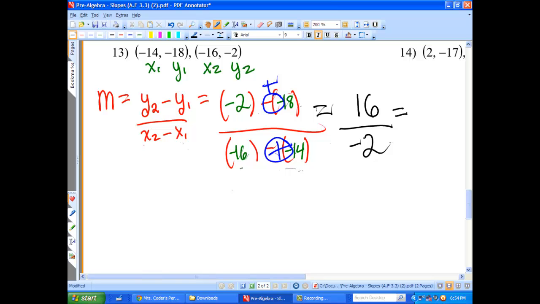Then we simplify the fraction 16 divided by negative 2 to become negative 8, and that is our answer.